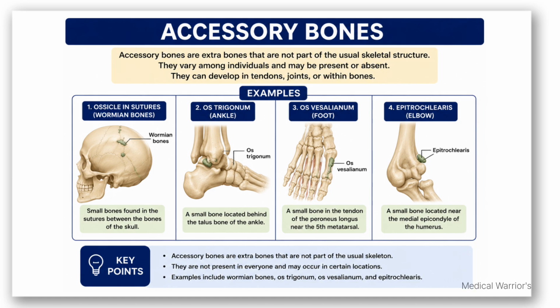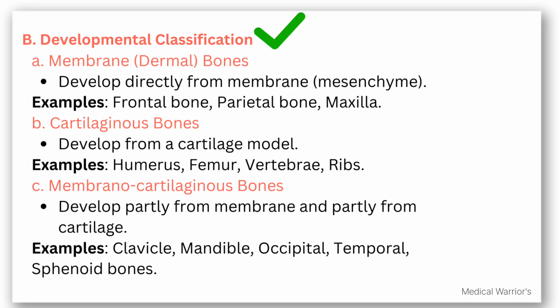Here we complete all the bones which were divided according to shape. Next we are going to study the bones which we classify under the development of the bones. Here is the developmental classification. It is further divided into three types.